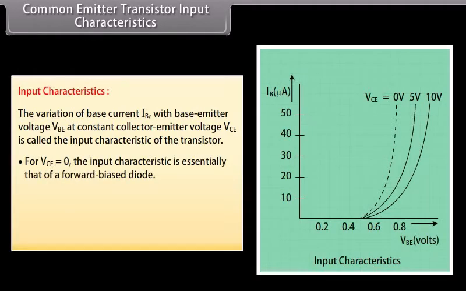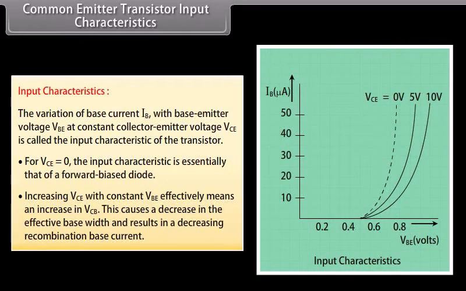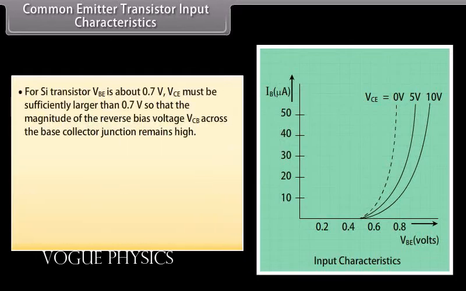For VCE equal to 0, the input characteristic is essentially that of a forward biased diode. Increasing VCE with constant VBE effectively means an increase in VCB. This causes a decrease in the effective base width and results in a decreasing recombination base current. For a Si transistor, VBE is about 0.7 volt. VCE must be sufficiently larger than 0.7 volt so that the magnitude of the reverse bias voltage VCB across the base collector junction remains high.